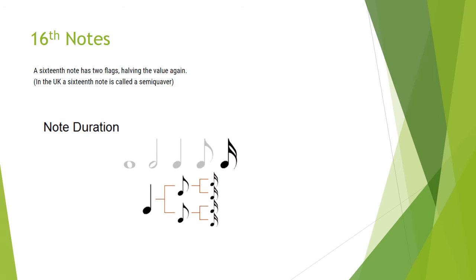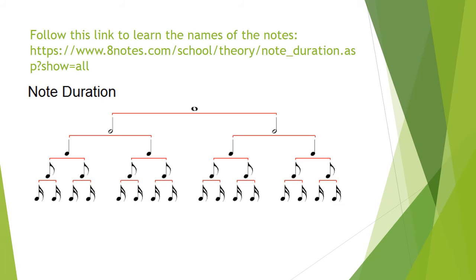These are a little bit shorter again, so they have 2 flags, and we have 16 of them to equal 1 whole note, but 4 of them to equal a quarter note, etc. And obviously we can look at this in a nice system here where it's laid out in a tree type format for us to see and recognize and become familiar with the different notations.